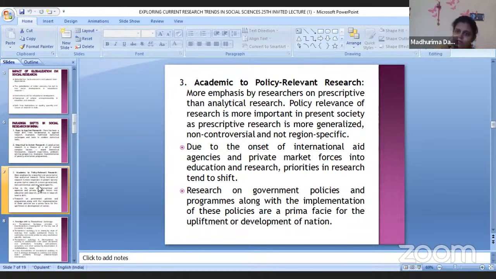And that has been possible mainly because of the onset of international help or international agencies, and also because of private market forces in education and research, because of which priorities in research are changing. So implementation of policies is a prima facie requirement for the development or economic growth of a nation. So these policies not only have to be formulated, they need to be amended and implemented regularly. Okay. So that is why the shift from academic to policy relevant research.